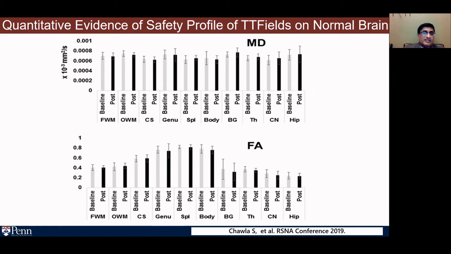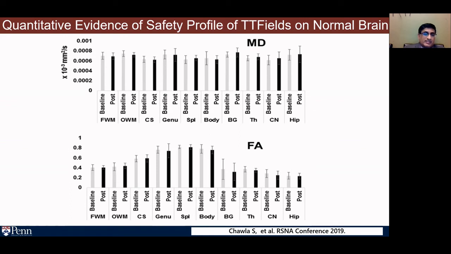Because we know that as a result of radiation therapy, several people, including from our group, have demonstrated there is some damage to the normal brain region when exposed to different doses of radiation. So our purpose in this particular study was to use diffusion imaging to determine whether there is some damage to the normal brain or no damage to the normal brain.